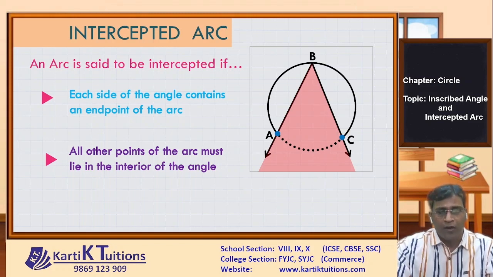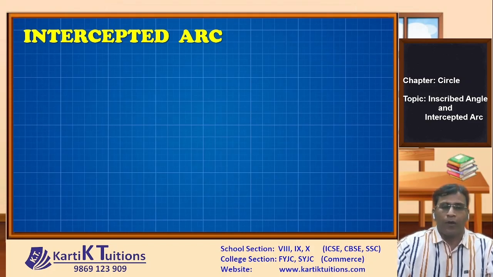So these are the two conditions which an arc has to satisfy to become an intercepted arc. What are the conditions? Each side of an angle should contain the endpoints of the arc, and all the points on the arc should lie in the interior of the angle. Only then can the arc become an intercepted arc. Now, let's see.